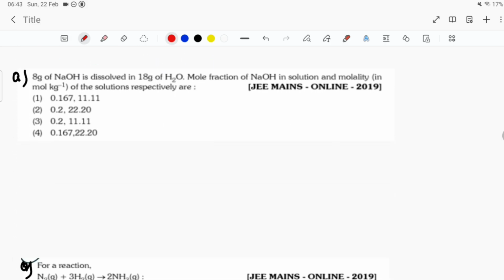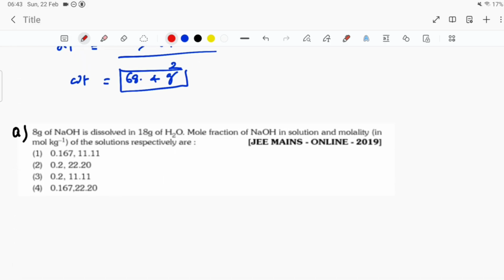Direct question. Next, 8 grams of NaOH dissolved in 18 grams of H2O. Mole fraction of NaOH in solution and molality of the solution respectively are. So we have to calculate molality as well as mole fraction of NaOH. First you calculate the number of moles of NaOH, because for mole fraction we need moles of each component. 8 by NaOH molar mass 40, 0.2 moles.